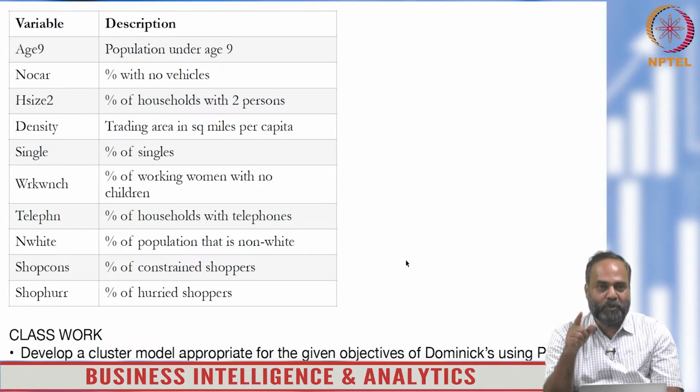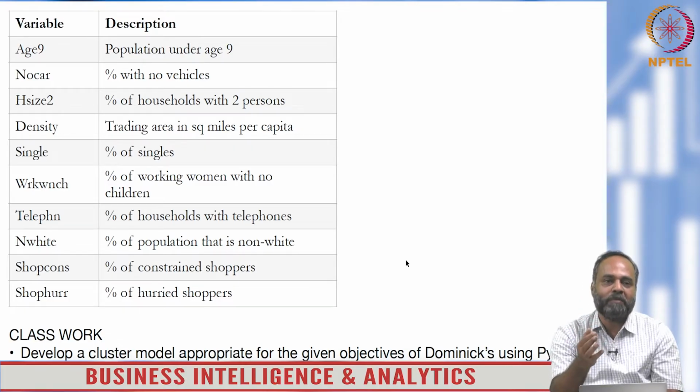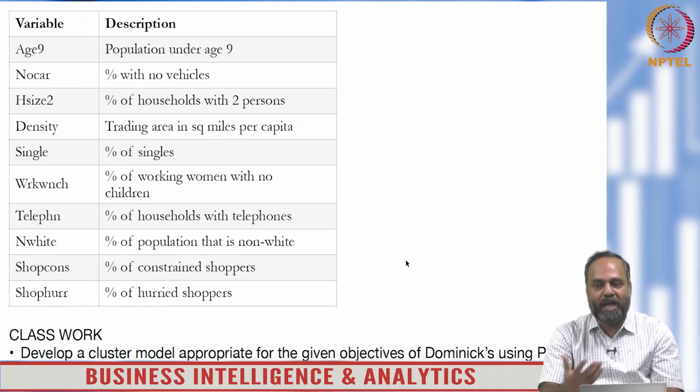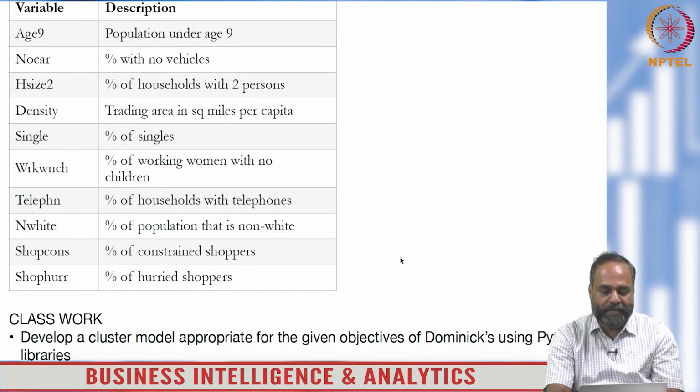What is the other attribute? Percentage of hurried shoppers. Who are hurried shoppers? Those who are constrained for time. They don't have probably money problem, but they have time problem. So, they want products to be available as soon as they enter the store, want to spend minimum time in the store and go, whereas a constrained shopper may spend a lot of time in the store looking for discounts, looking for promotions and so on, or encashing coupons. So, these are customer behavior based on demographic characteristics.